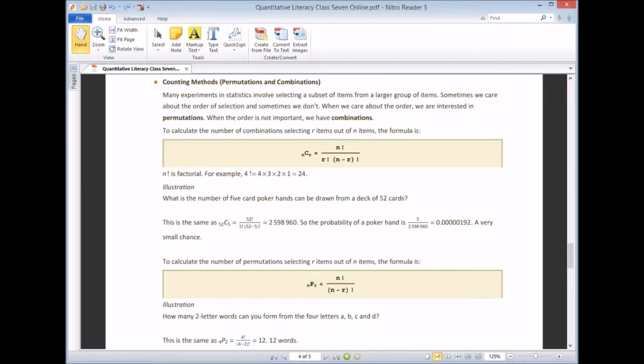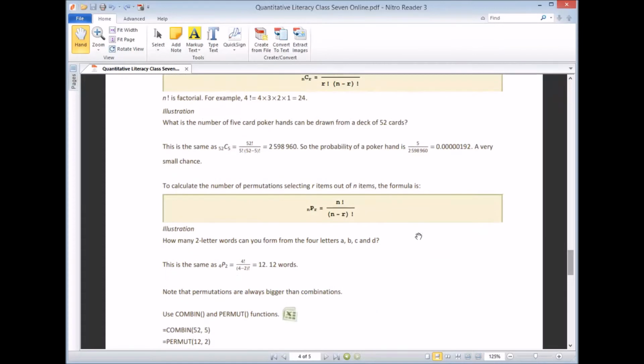The difference between the two is that in combinations, we don't care about the order. So for example, what is the number of five card poker hands you can draw from a deck of 52 cards? I do not really care about what order the cards are in, so that would be considered combination. Whereas a permutation, how many two-letter words can you form from 4 letters?